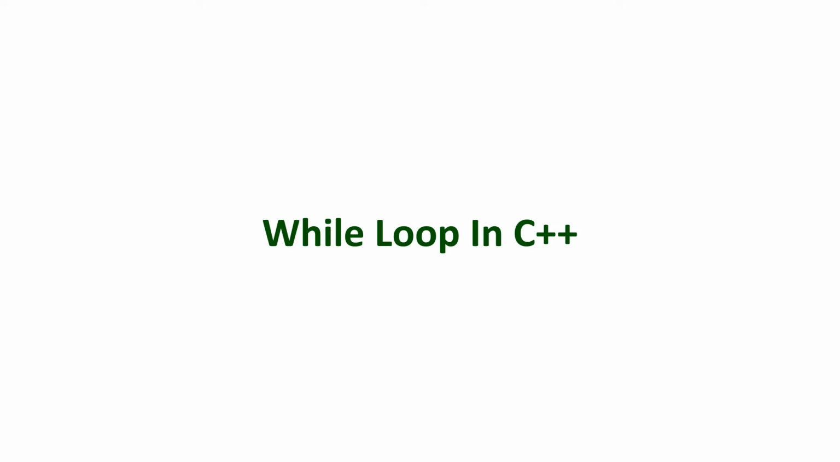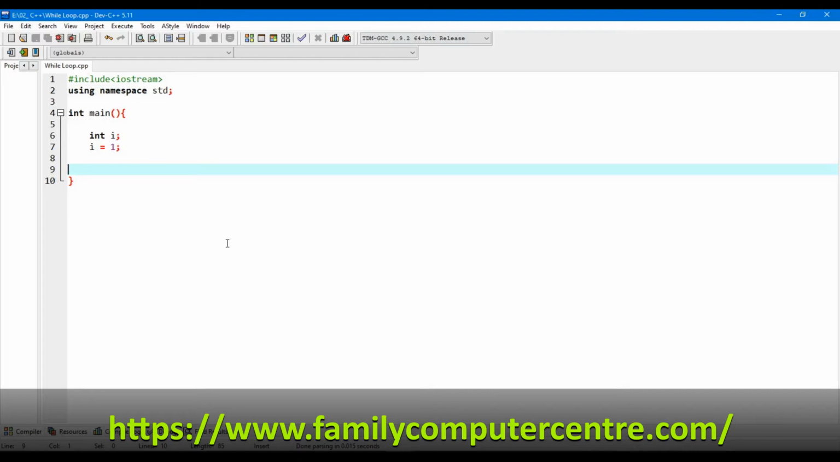In this video, we are going to discuss the while loop in C++. Suppose I want to print Family Computer Center on the screen 10 times. In this case, I am forced to write 10 different cout statements, correct? I can manage writing 10 different cout statements. That's not an issue. But what if I want to print it 100 times? It's not recommended to write a cout statement again and again to accomplish a particular task. So we need a solution for that. That solution is loops.